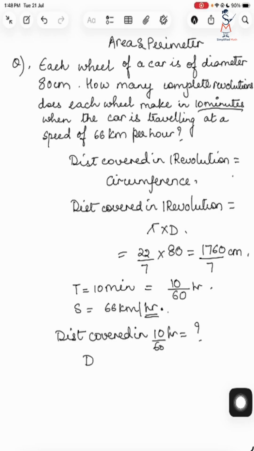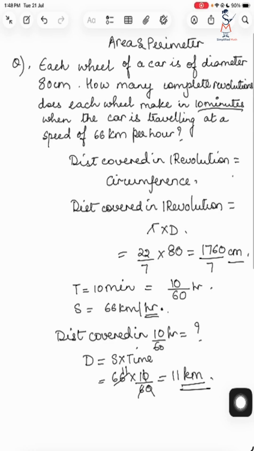How much distance is it covering in these many hours? So what is the formula for distance? Distance is speed into time, right? What is the speed? 66, and time is 10 by 60. That is 11 kilometer.